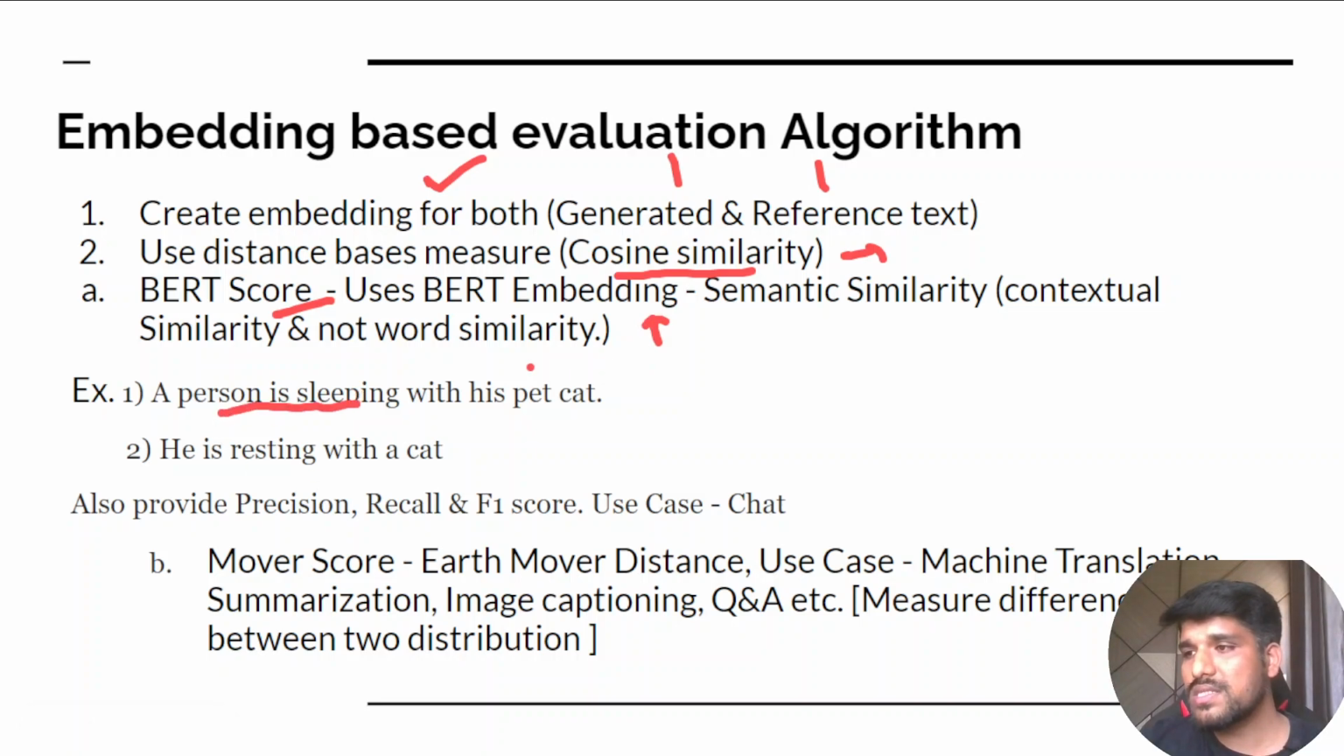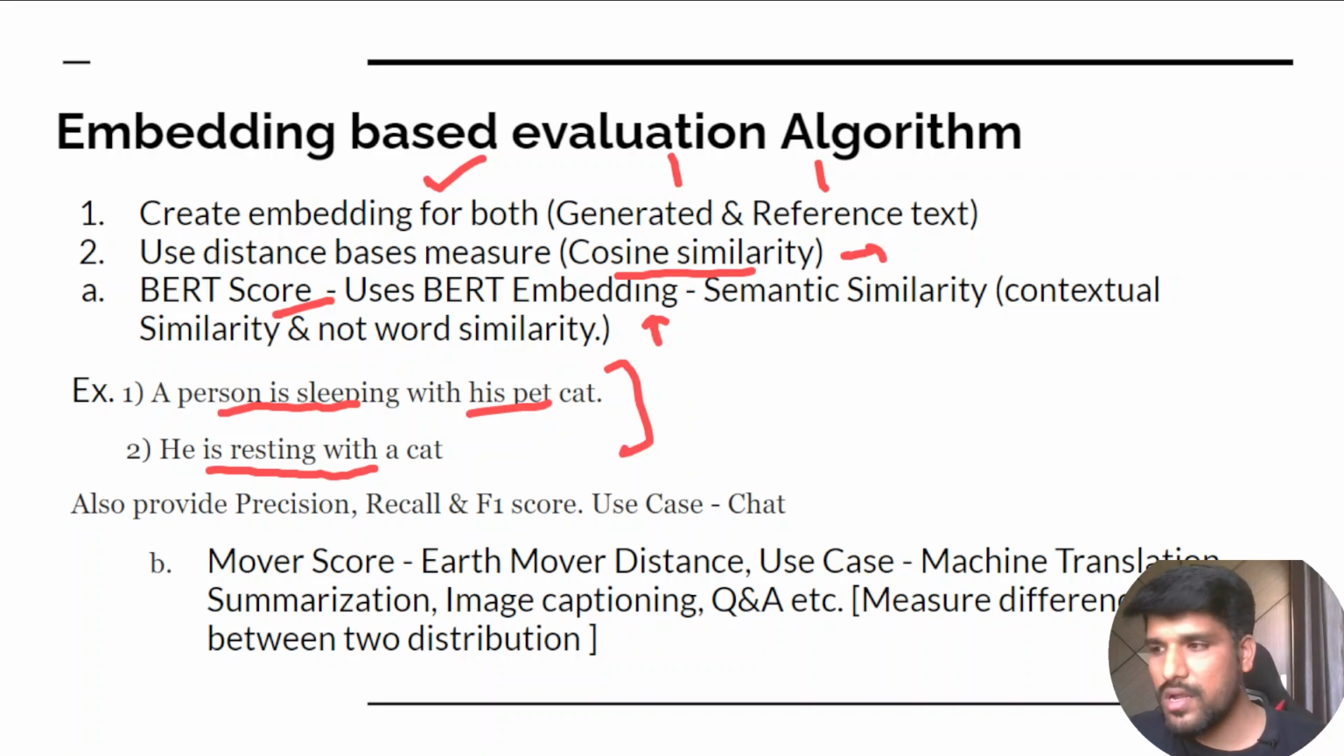A person is sleeping with his pet cat, and second, he is resting with cat. Now the meaning of both sentences is the same, though character wise or word wise they are different, but meaning wise both are the same. And in that case this BERT score is very helpful.